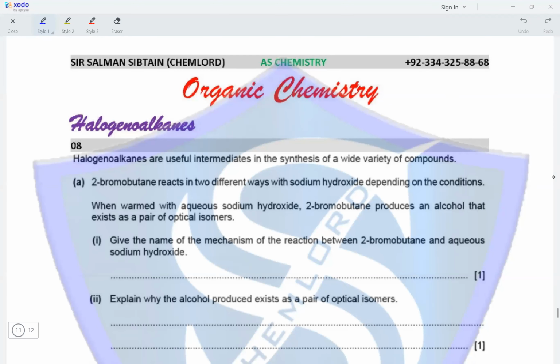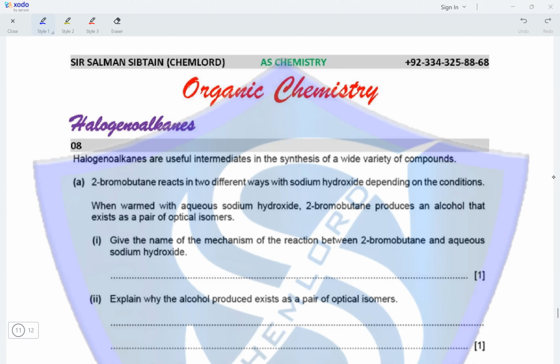Question 8. Halogenoalkanes are useful intermediates in the synthesis of a wide variety of compounds. 2-bromobutane reacts in two different ways with sodium hydroxide depending on the conditions. When warmed with aqueous sodium hydroxide, 2-bromobutane produces an alcohol that exists as a pair of optical isomers. Give the name of the mechanism of reaction between 2-bromobutane and aqueous sodium hydroxide.